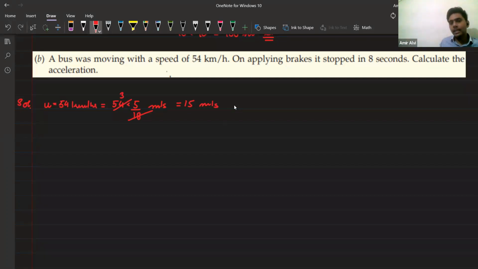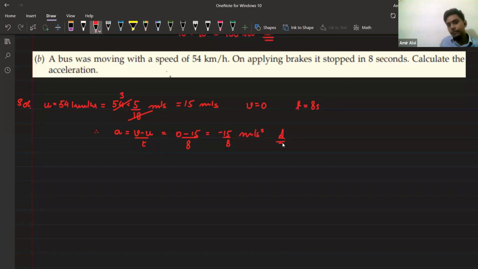On applying brakes, it stopped. So the final velocity will be 0. Time taken is 8 seconds, right? So we have to just find the acceleration. Acceleration is v minus u by t. So v is 0, minus u is minus 15, by 8. So it is coming out to be minus 15 by 8 meter per second squared.